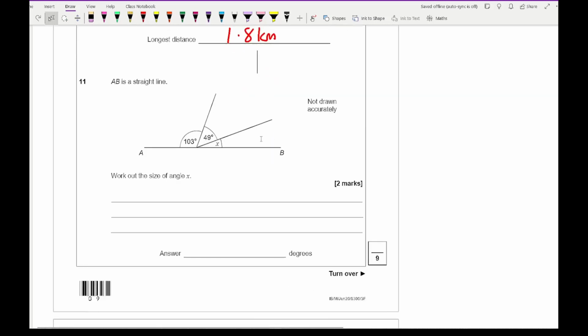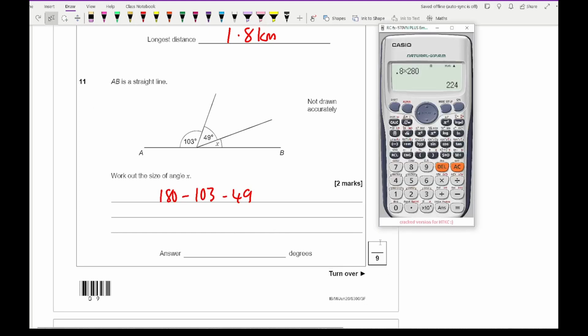Question 11, it says AB is a straight line. Work out the angle of X. Well, they're on a straight line, so they all add up to 180. So 180, take away 103, minus 49. And play safe and do this on a calculator. 180 minus 49 minus 103 equals 28.